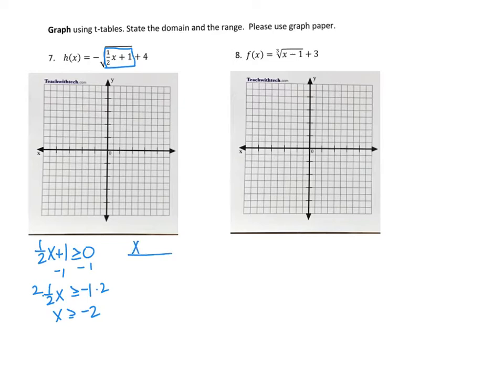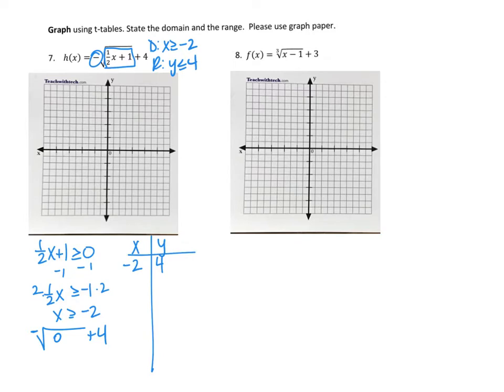So I'm going to make my table. Start with -2. When I plug in -2, I get the negative square root of 0 plus 4. So it starts at 4. And this is a reflection, so it's going to be less than. So the domain is x is greater than or equal to -2, and the range is y is less than or equal to 4 because the negative flips it.